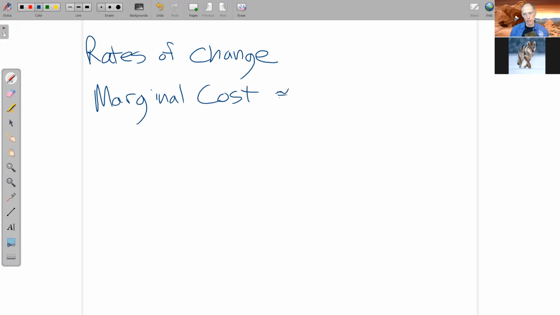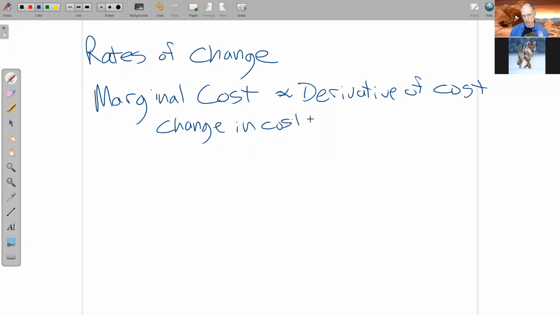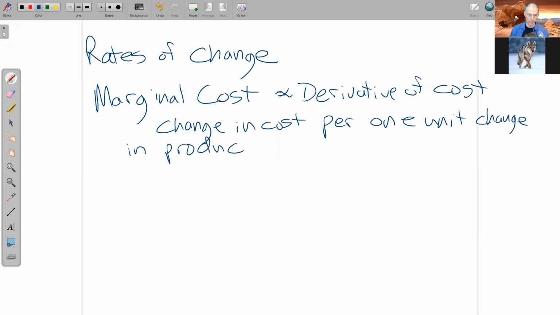And marginal cost is approximated by the derivative of cost. Technically, marginal cost is the change in cost per 1 unit change in production. And if you think about manufacturing, for example, most manufacturers produce thousands and thousands of things per day. And so a change of 1 out of thousands, that's a very small change.